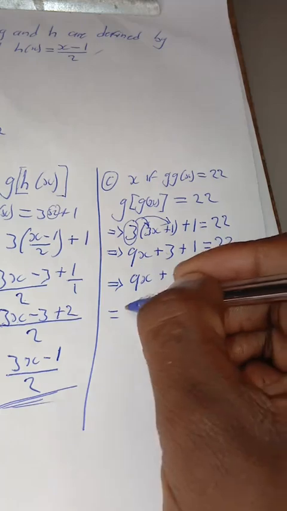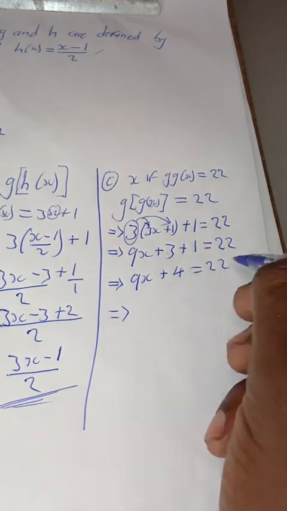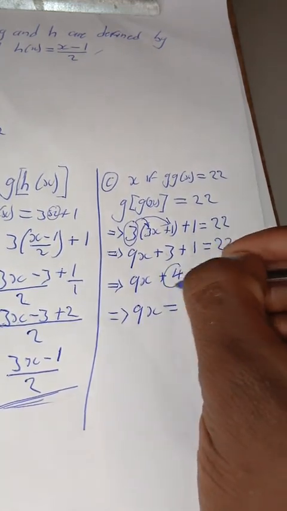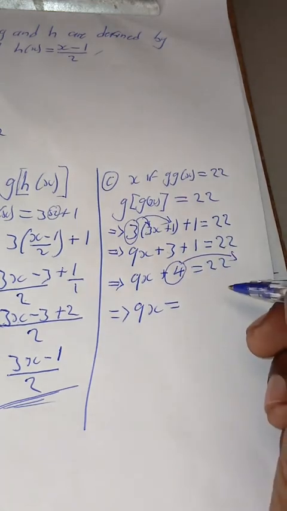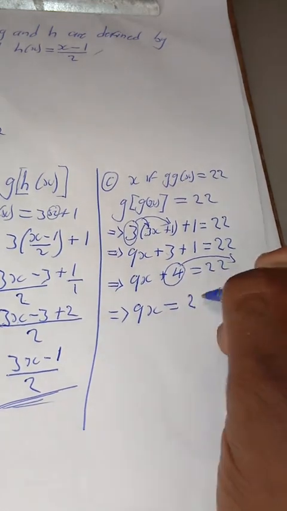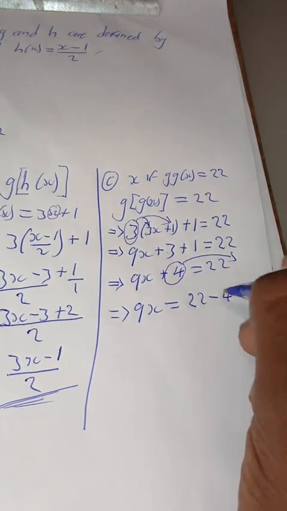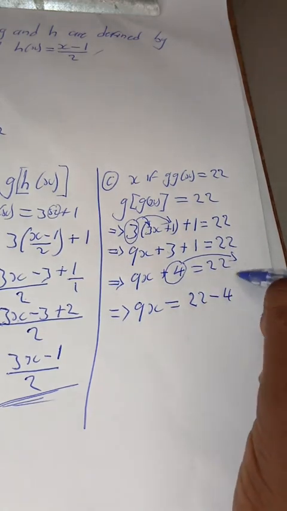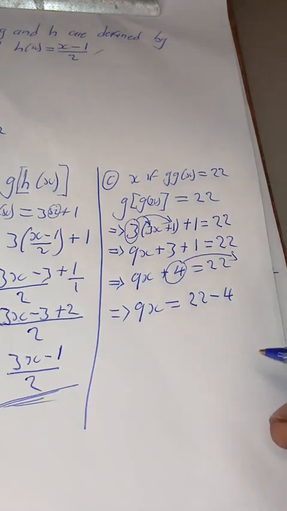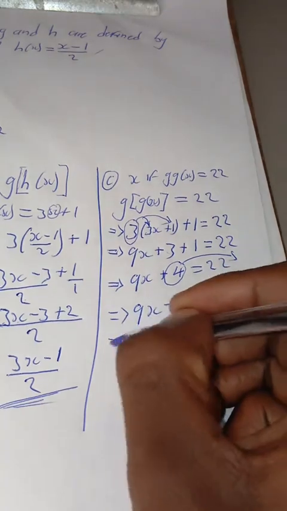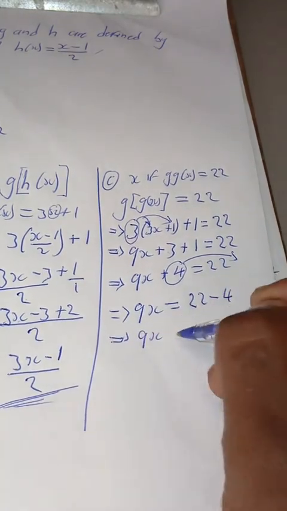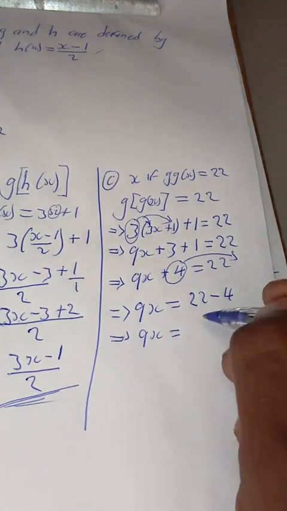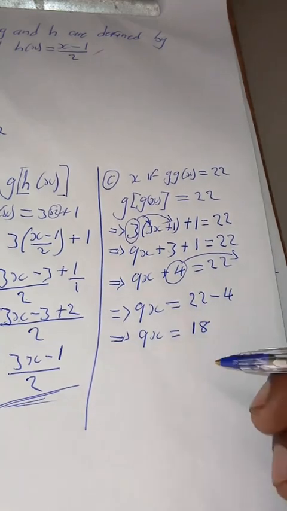Then this one cannot be added to this one, so we'll bring it here. Then this guy should go where? Here, to the constant. So we'll have 22 minus 4. We are saying minus 4 because this guy is the additive inverse when it comes to the other side. Right. Now, what do we do here? We say 9x is equal to 22 minus 4, which gives us 18, right?